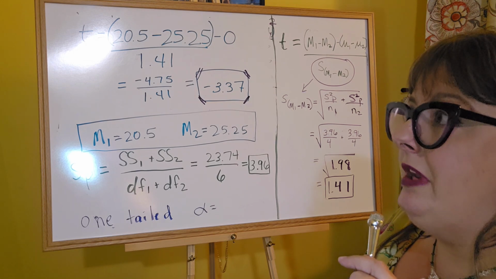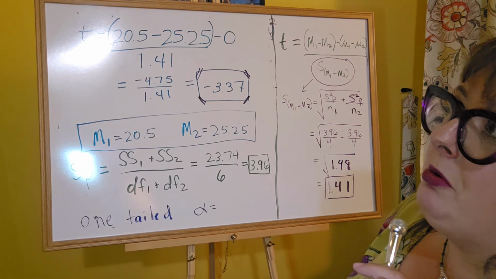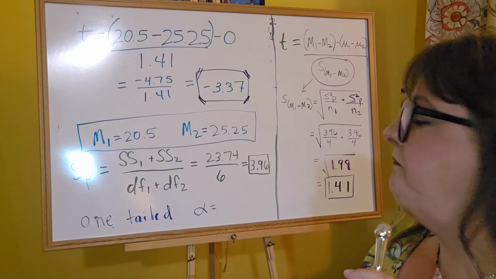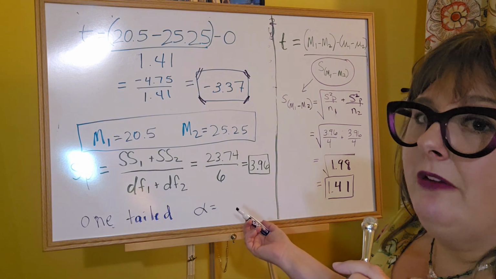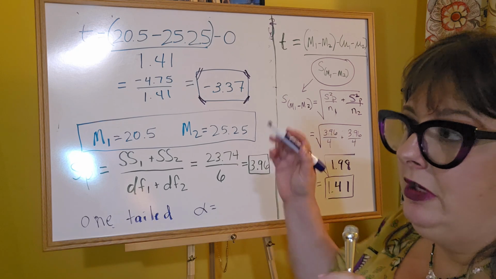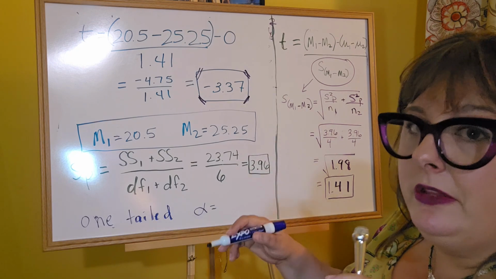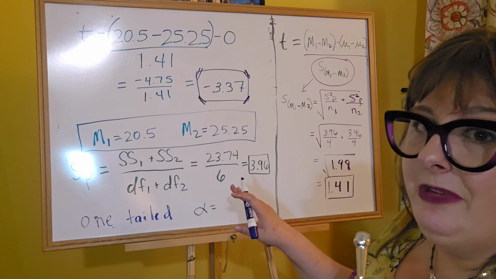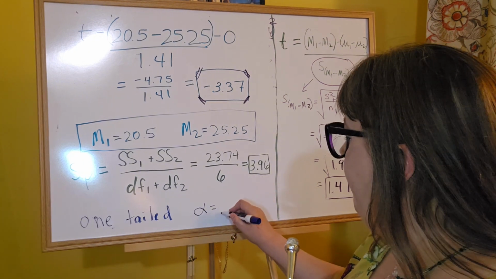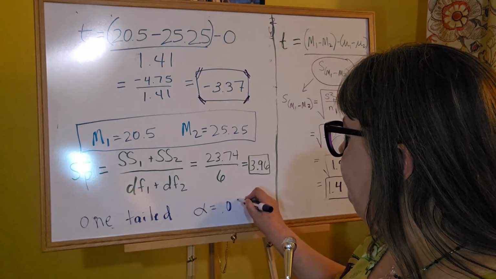What the heck is a type 1 error? That's the risk of saying you have an effect when you really don't have an effect. All right, I am simplifying. So you need to know your alpha level to look up your critical value in the table. So we're going to use the standard, the very commonly used 0.05, 5% risk.